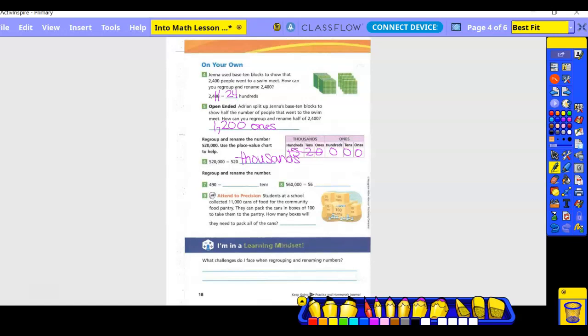Okay, regroup and rename the number. So they said tens. How many zeros are in 10? If I wrote the number 10, how many zeros are in it? 1. So I'm going to get rid of 1 zero over here, and what am I left with? 49.